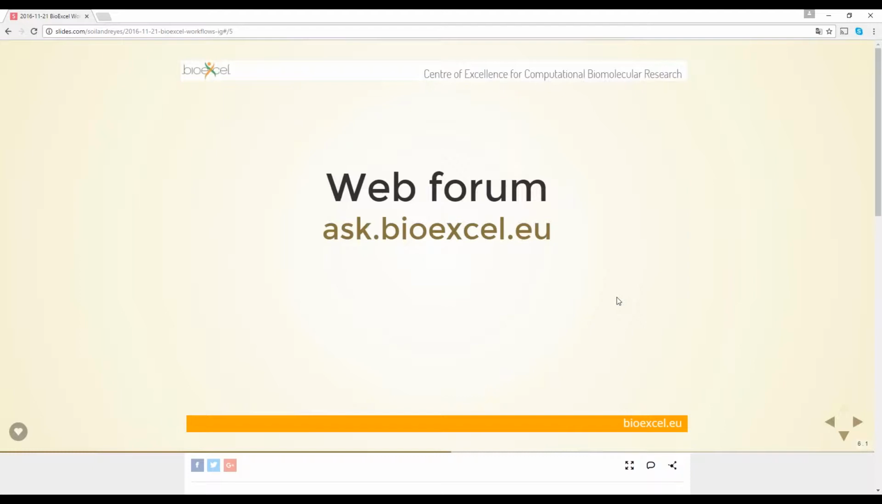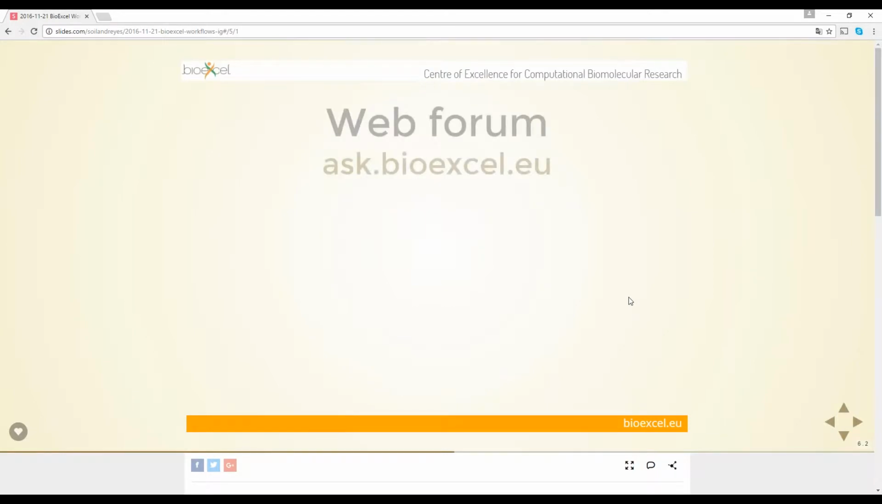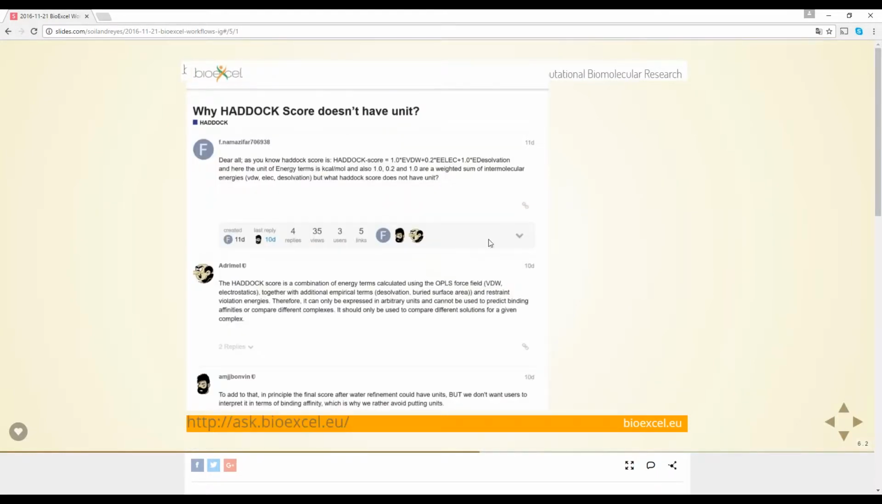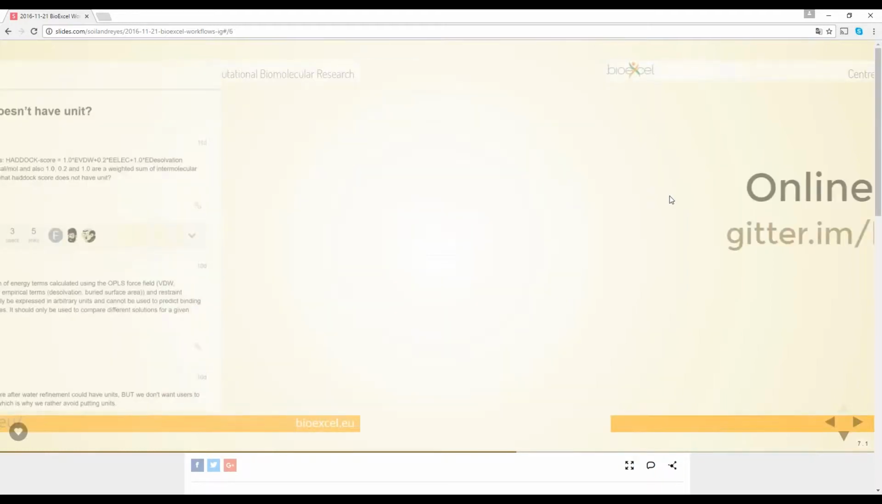The main point is ask.bioexcel.eu. Now we have our workflows group in there, which I think we can see in here, where you can ask. This is not from the workflows group. This is from the Haddock group, which has already started. But this basically is a Stack Overflow style thing where you can ask a question and then get answers. You can ask to be notified by email or just follow it on the web. So we invite you all to sign up to ask.bioexcel.eu to discuss workflows.